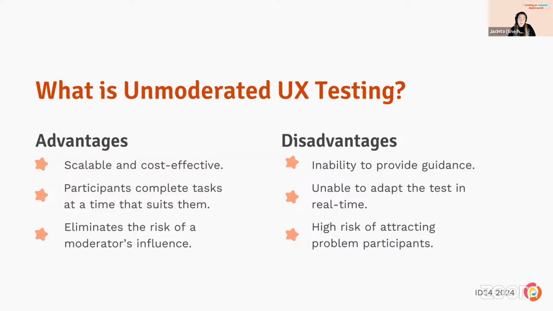Being unable to adapt a test in real time means that, if there's a bug or an update to the product or a technical issue that requires a change of testing platform, or even an unexpected user behavior that might require an adjustment, there's no ability to quickly change the task and maybe lead into a different direction if need be.